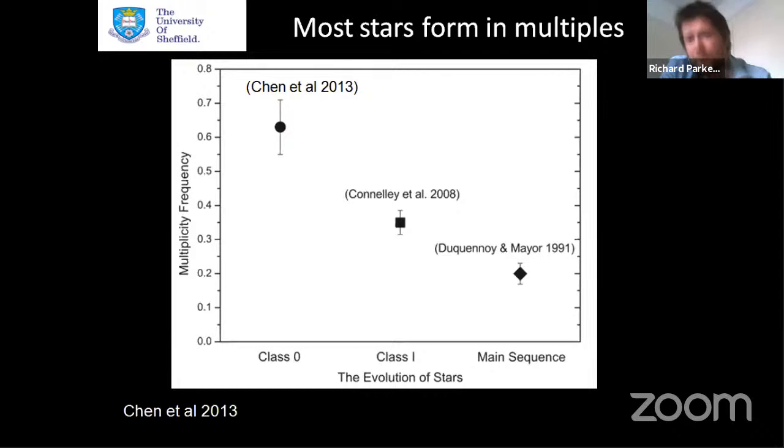And so when we think about star formation affecting planet formation, one of the main aspects could be that stars are forming in multiple systems.